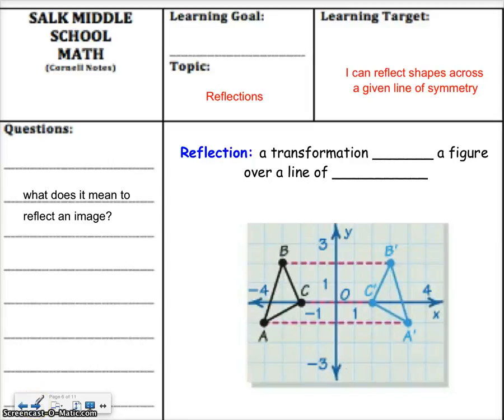Okay, so we are going to talk about reflections today. And your learning target: you can reflect shapes across a given line of symmetry. That's what you're going to be able to do today. So a reflection is a transformation of a figure over a line of symmetry.